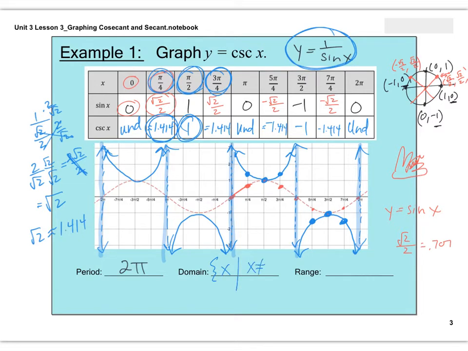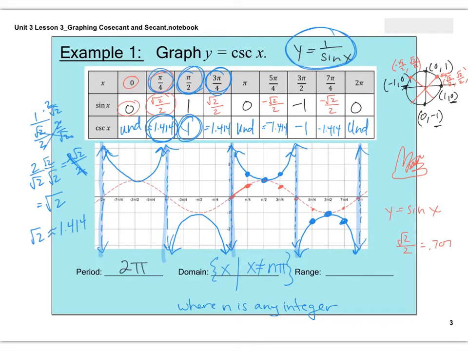What can it not equal? Well, it's at 0, pi, 2 pi, 3 pi, 4 pi. So basically it's any multiple of pi. So x cannot equal n times pi, where n is any integer. So that kind of tells you there's vertical asymptotes where you're not going to have x values.